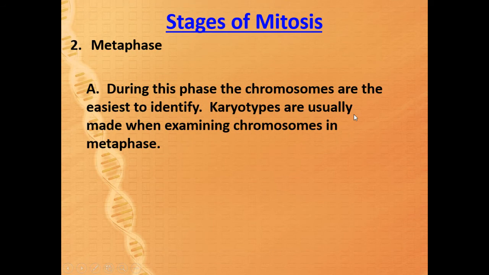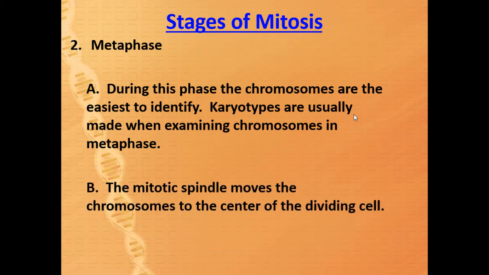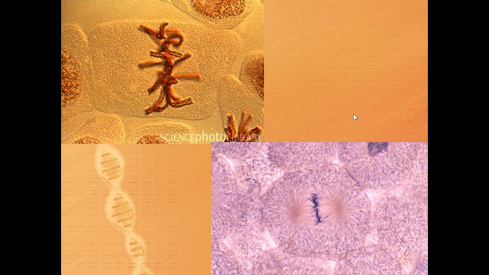The second phase is metaphase, and you always think of metaphase as meeting in the middle. During this phase, the chromosomes are the easiest to identify, and this is where you would make a karyotype if you wanted to make a karyotype. The mitotic spindle is going to move the chromosomes to the center of the dividing cell, so it will look just like that. This picture here is a plant cell.